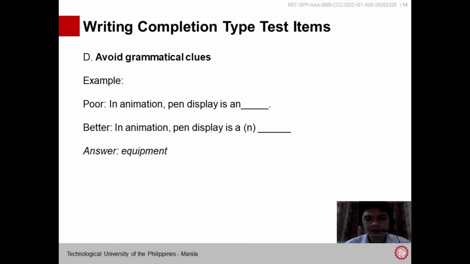In animation, pen display is a, then nakaparenthesis yung n, blank. Para mag-isip yung student kung ayun ba talagang ilalagay niya. Ano ba, tool, material, or equipment. Diba? So mag-iisip ngayon yung student. Kasi kapag nilagay mo an, automatic na equipment, ay naka-cross out na agad yung tool and material.